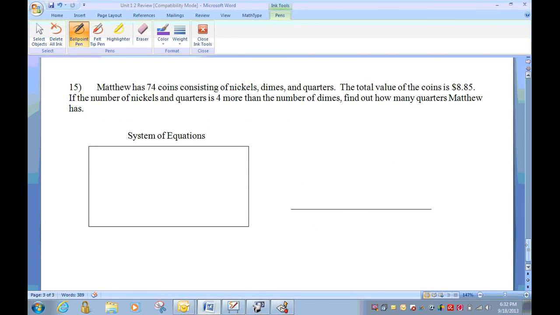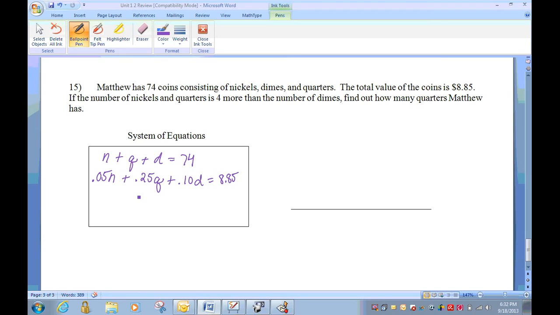Okay, our last problem. Matthew has 74 coins consisting of nickels, dimes, and quarters. So we can write an equation from that first sentence as nickels plus the amount of quarters plus the amount of dimes equals 74. The total value of the coins is $8.85. So a nickel's worth 5 cents. That's the amount he has in nickels. A quarter's worth 25 cents. So adding the amount that he has in quarters plus the 10 cents per dime has to total $8.85.